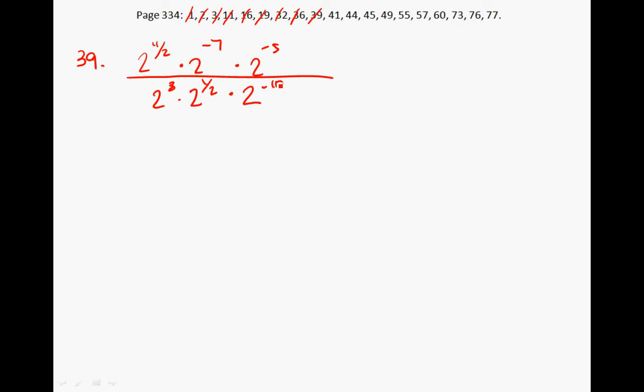Okay, so the first thing I'm going to do is just combine everything so that it's all in the numerator and we don't have to worry about fraction anymore. So we have 2 to the 11 halves times 2 to the negative 7 times 2 to the negative 5, that didn't change. And then times 2 to the negative 3, that's this guy. 2 to the negative 1 half is this guy. And 2 to the positive 10th is this guy.